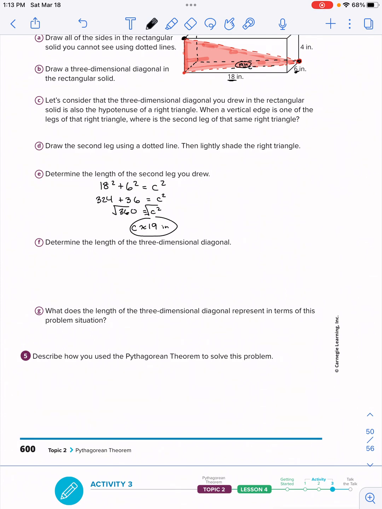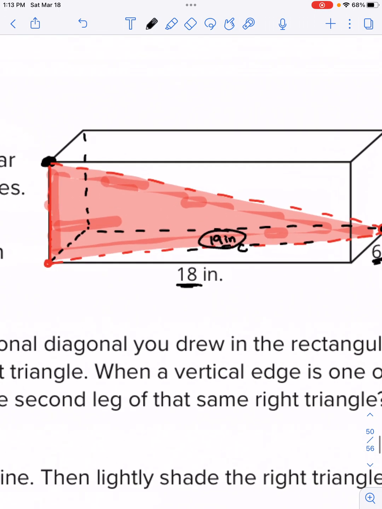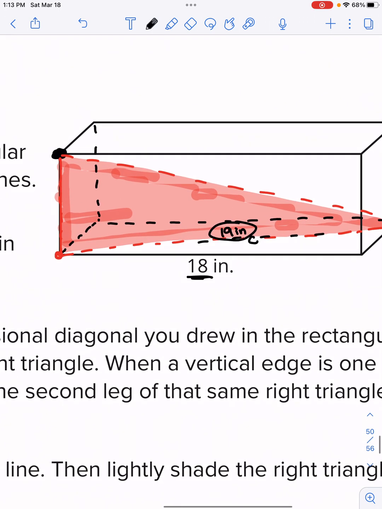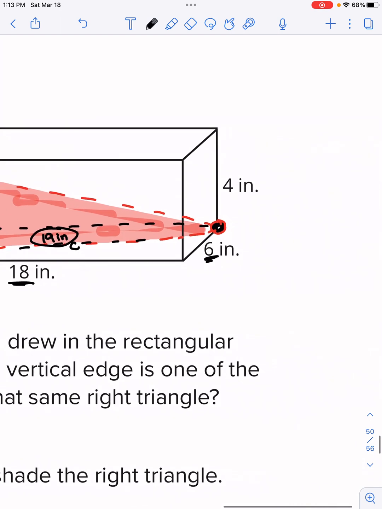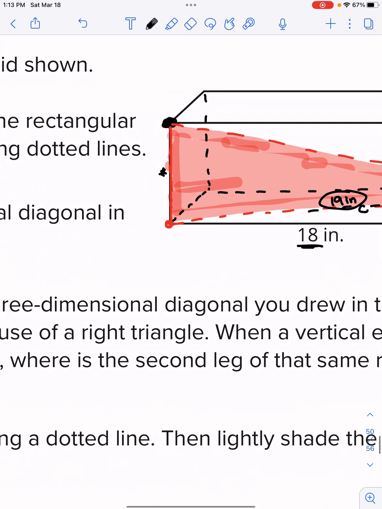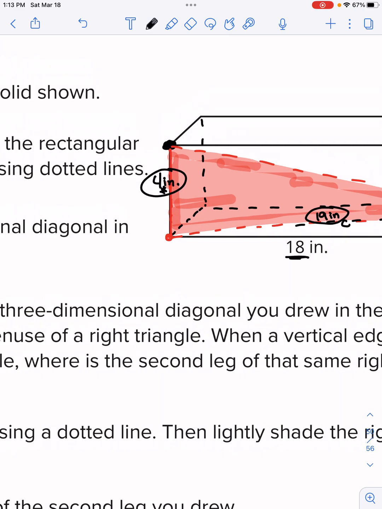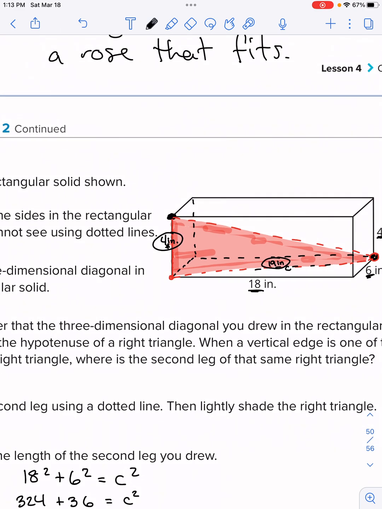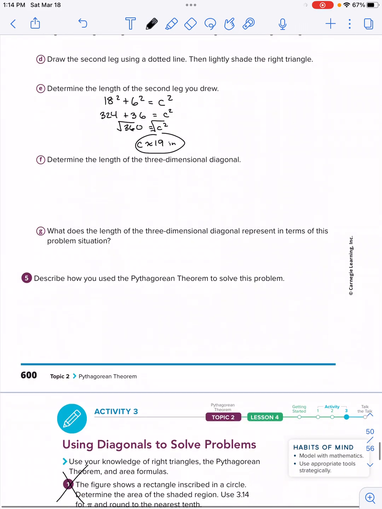Now, F, determine the length of the three-dimensional diagonal. Awesome, right? We have the 19 here, but we need to figure out what is the height of this. The height of the entire rectangular prism, as you can see right here, is 4. So I'm just going to put a 4 right here, 4 inches. To find our final answer of the diagonal of this rectangular prism, we're going to use the 4 and this 19 to find what it's approximately equal to. We did have to round for the first one.